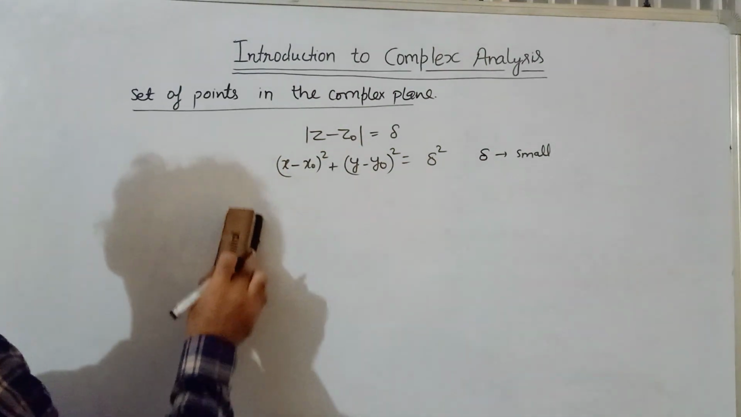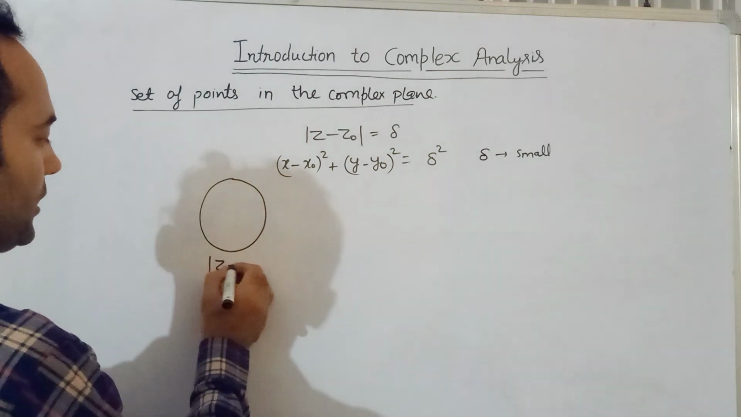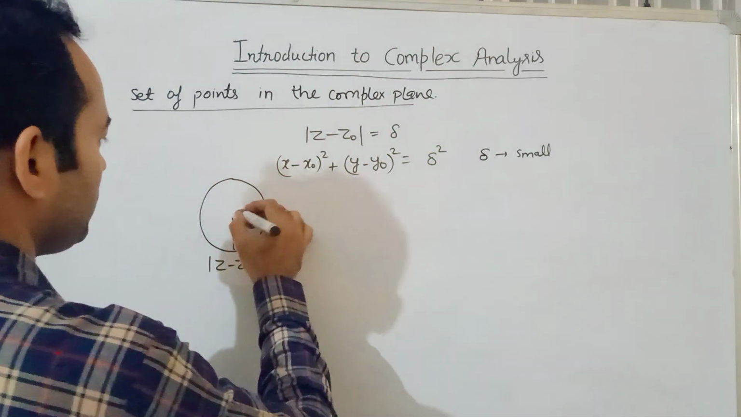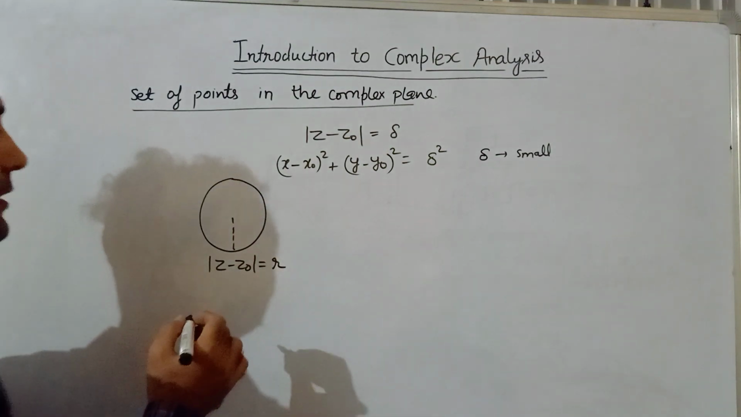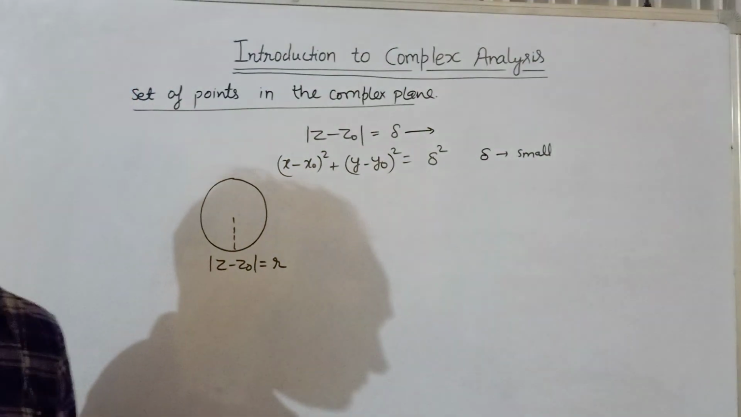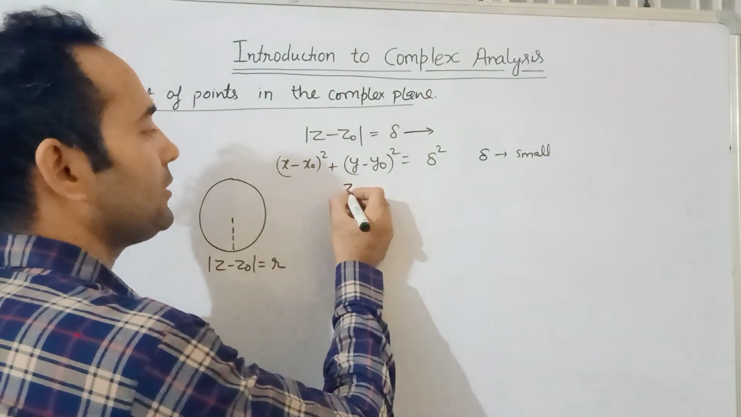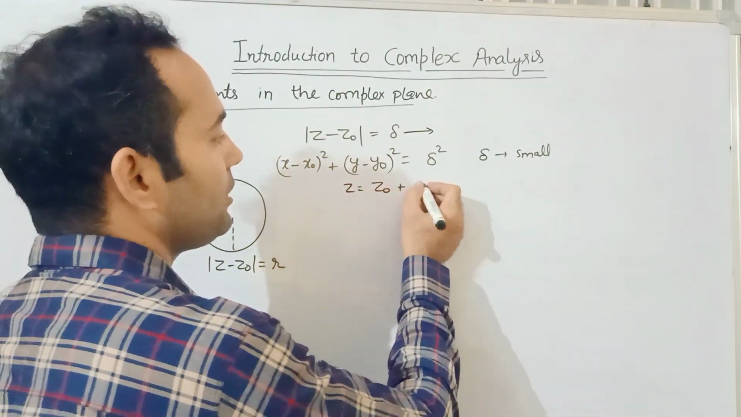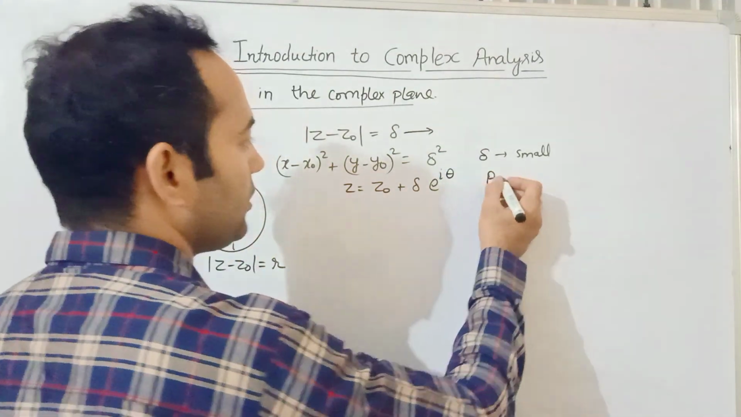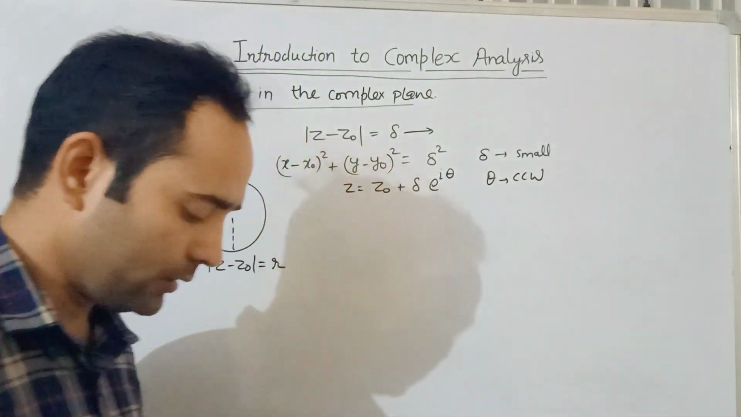So if I ask you to draw a circle, mod of z minus z0 is equal to r, right? So this is a circle. If I say give me a point on this circle, let me not consider it r. If I say give me a point on the circle, so what would that be? z0 plus del into e to the power i theta. So theta will go one round in the counterclockwise direction.